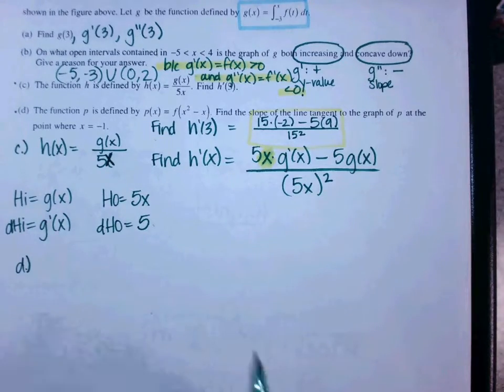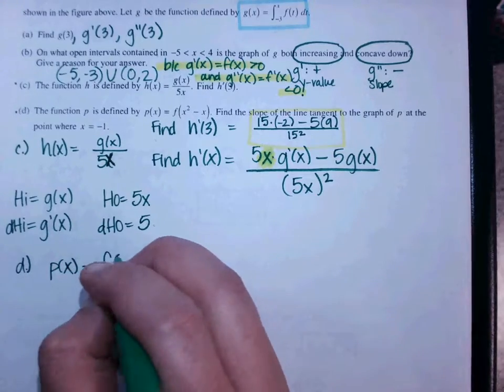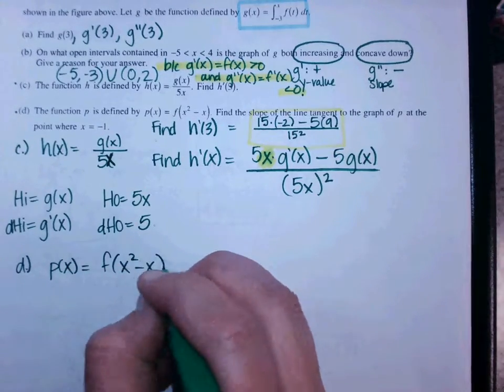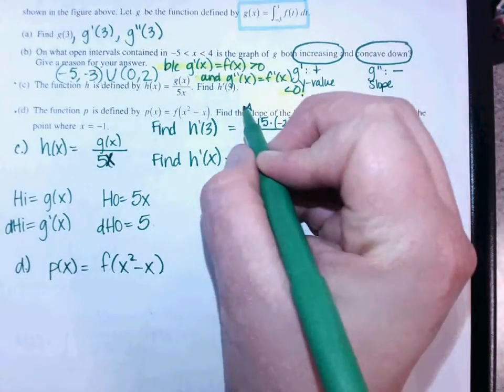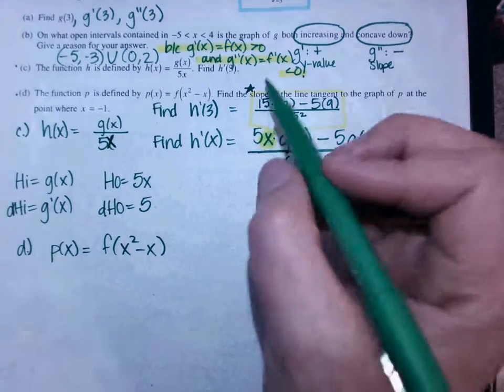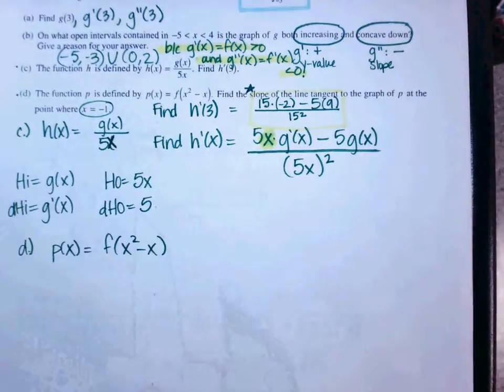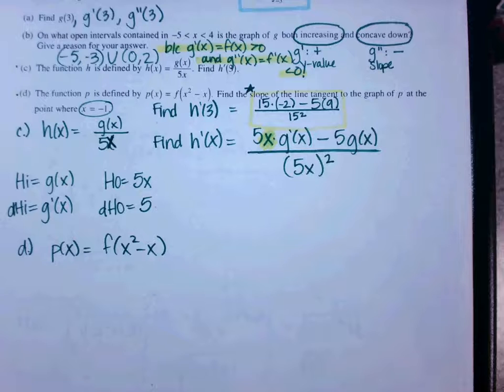Part D says P is defined by, I'm going to write that out, P of x equals f of x squared minus x. Find the slope. What's a slope if you have an equation? The derivative. I want the slope of the line, the derivative of P, at negative 1. What am I going to do? Take the derivative, plug in negative 1.